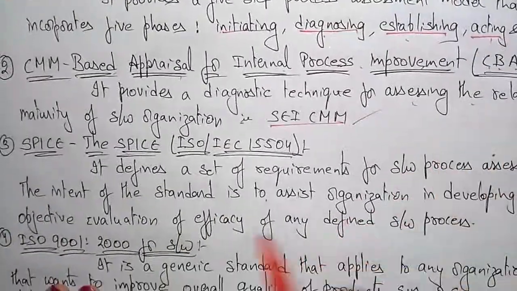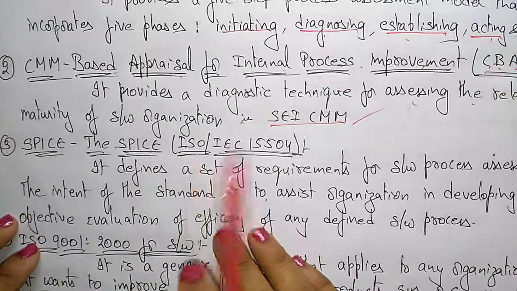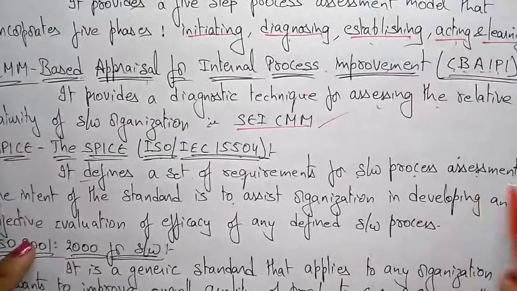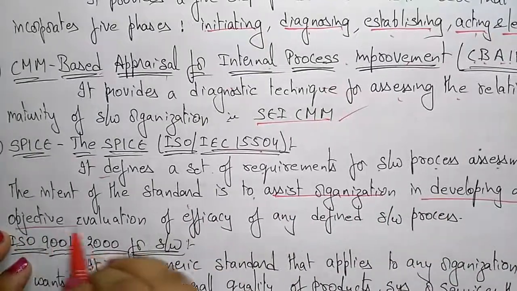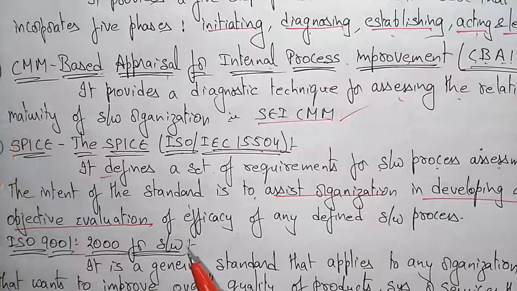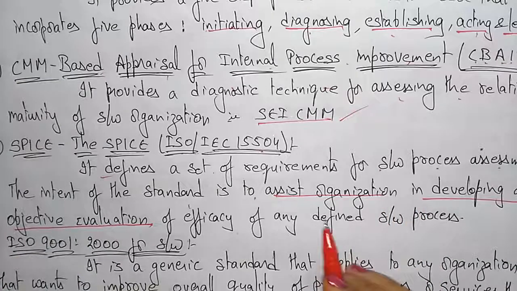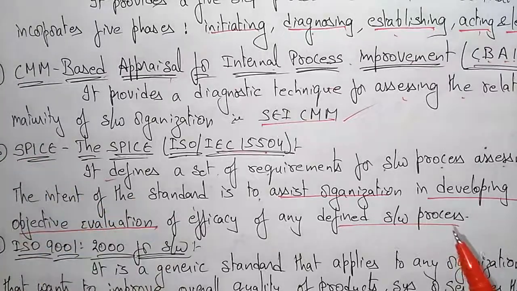Next, coming to the next process assessment, that is SPICE. SPICE is from the International Organization for Standardization, ISO, and they have given it a number. It defines a set of requirements for software process assessment. The intent of the standard is to assist organizations in developing an objective evaluation of the efficacy of any defined software process. So for any defined software process, they assess it with an objective evaluation.